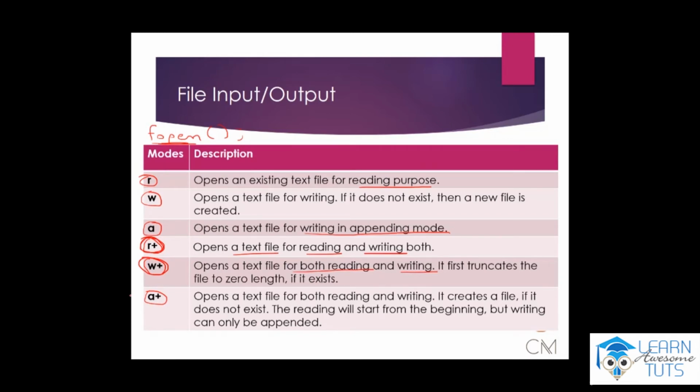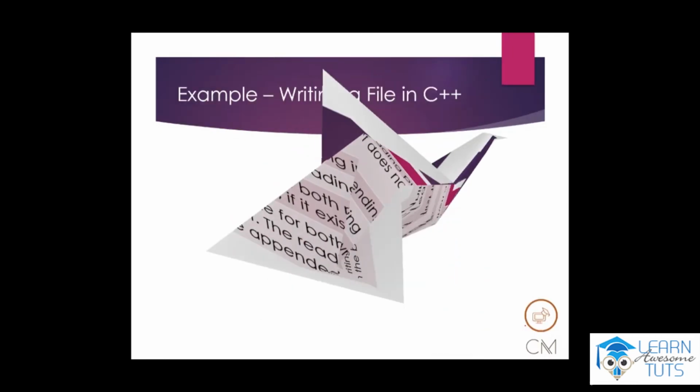A+ opens a text file for both reading and writing. It creates a file if it does not exist, and the reading will start from the beginning, but the important thing here is that writing can only be appended. This is the important point. So you can use A+ to use a text file for reading and writing. The reading will start from the beginning, while writing can only be appended.